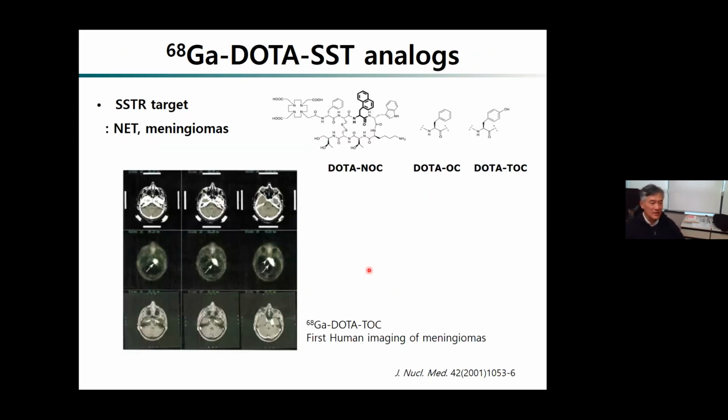Here you can see neuroendocrine tumor imaging with gallium derivatives. Here you can see gallium DOTATOC and DOTANOC, and this is matched in combination with lutetium DOTATATE.